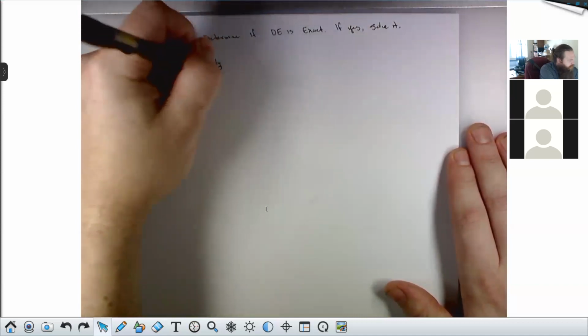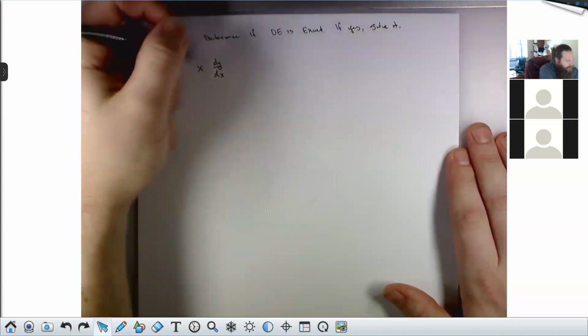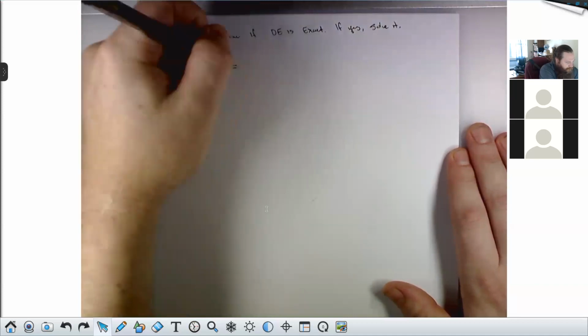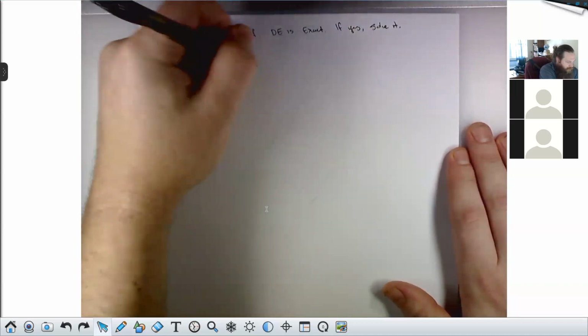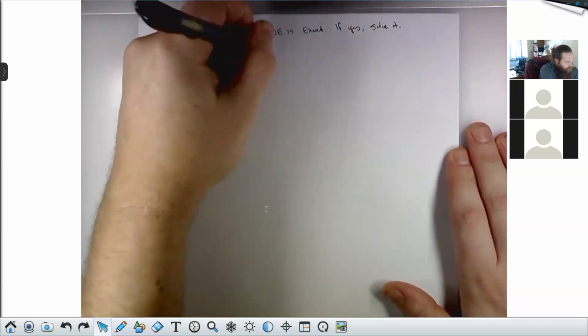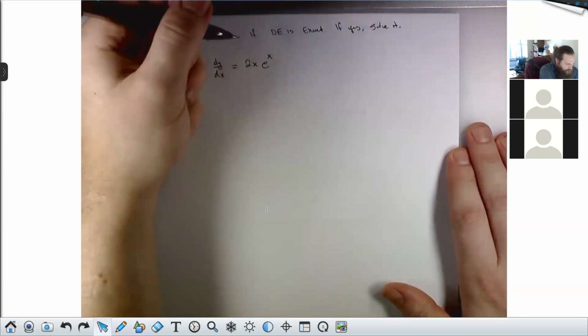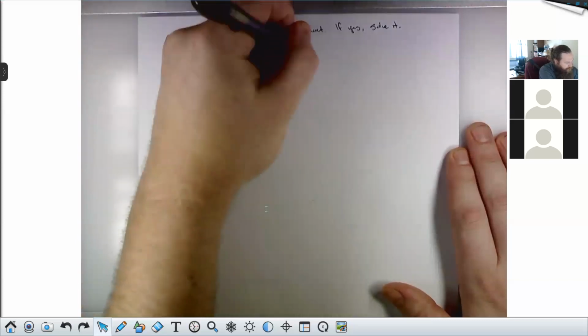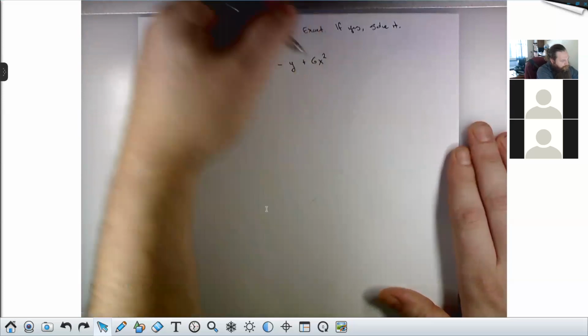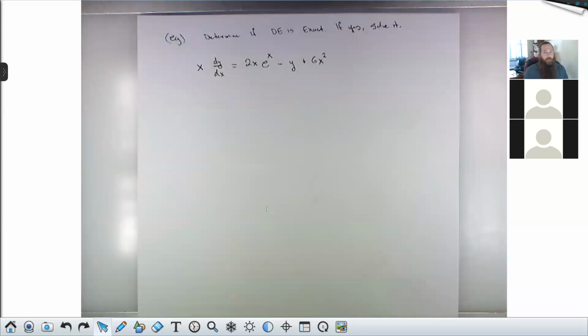I don't know ahead of time whether it is or isn't exact, but it has some features that I want to discuss with you. So let's do x minus y plus 6x squared. Okay, what's the first thing I should do if I want to determine whether this equation is or is not exact?